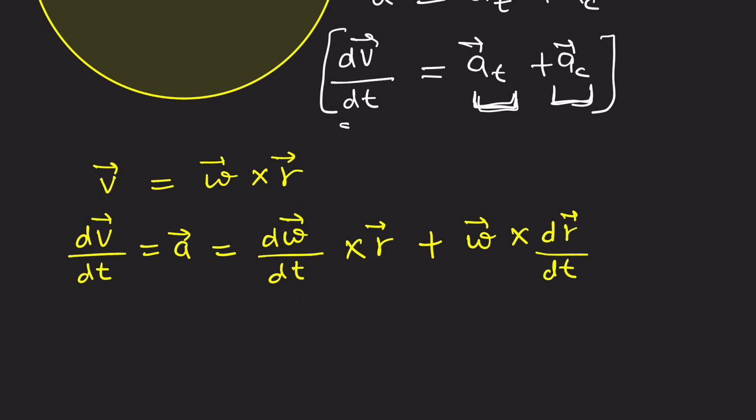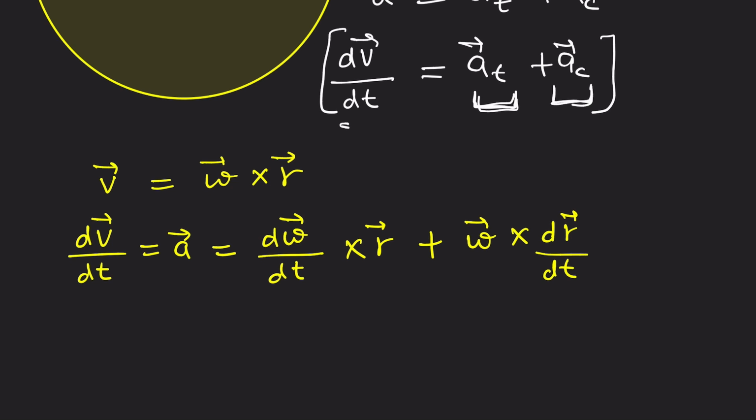As we have given the name acceleration to the rate of change of velocity, here the rate of change of angular velocity we are going to give a different name, which is known as angular acceleration. So the rate of change of angular velocity will be known as angular acceleration.